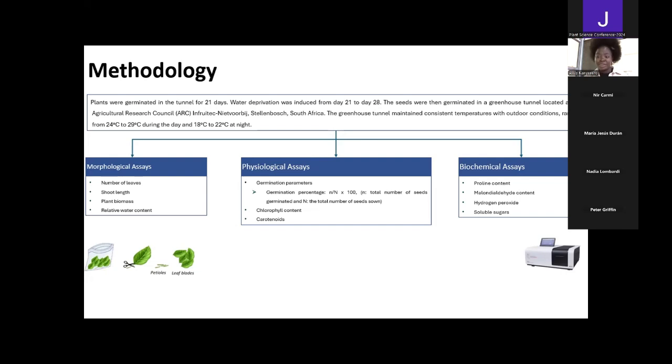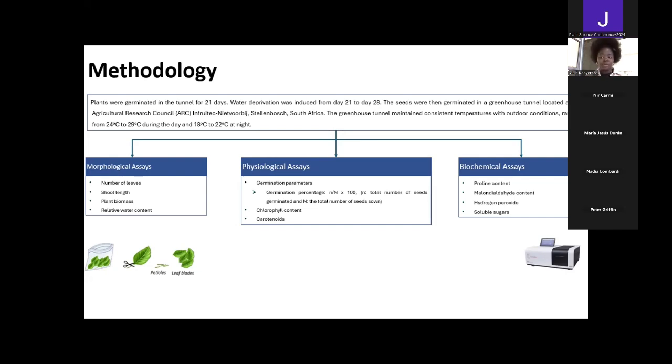And then we looked into chlorophyll content and carotenoids. These are the synthetic pigments that are supposed to protect plants when they are under drought stress. So we're monitoring the different amounts depending on the drought stress that we have versus the control that we had. Finally, we looked into the biochemical assays, which were divided into two groups.